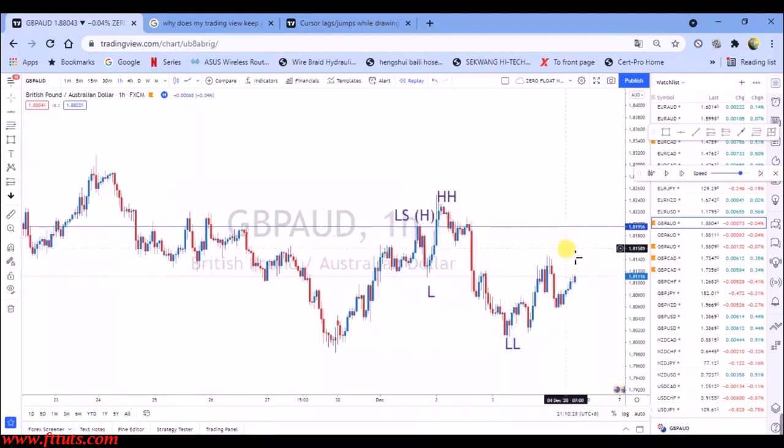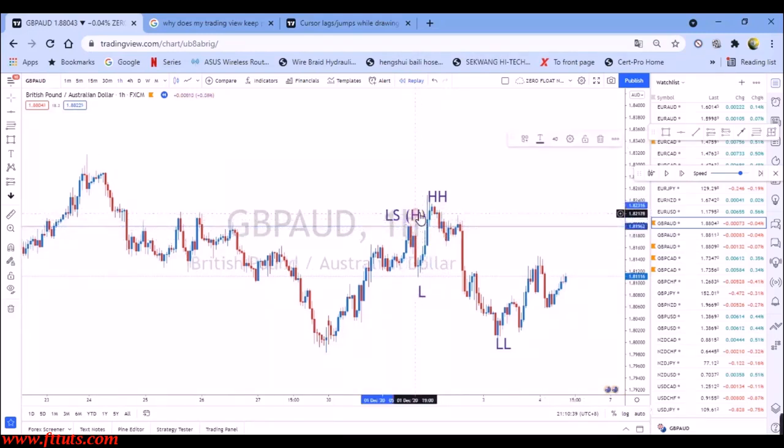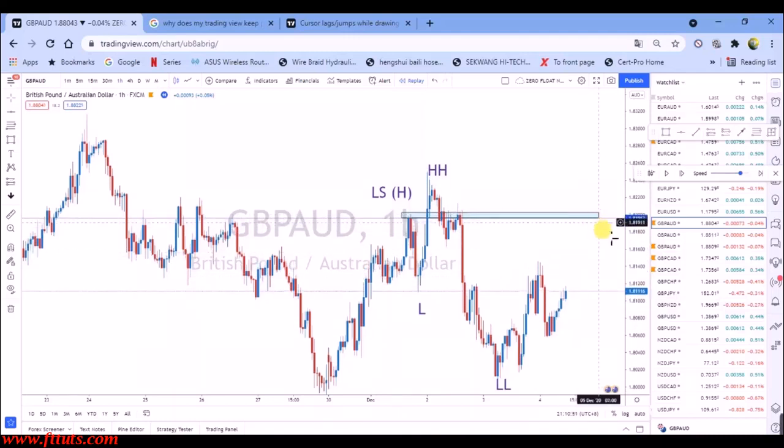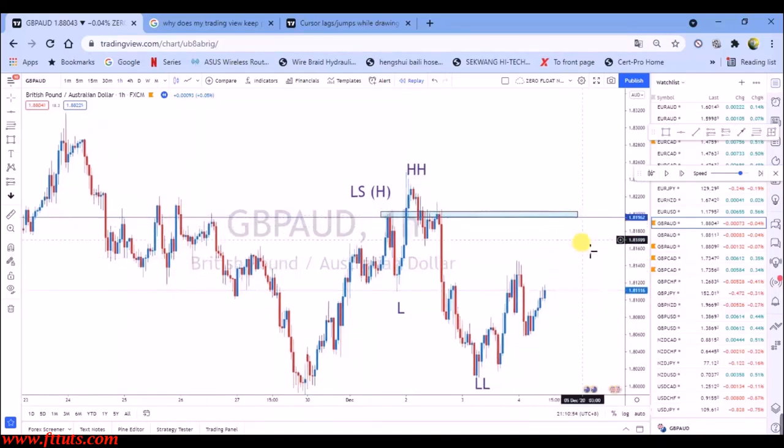What we would want to do now is, like I said, mark the horizontal line. So first we mark the horizontal line at the entry point, which is the left shoulder or the high. Next, we mark the zone. So we draw a square box from here up to the shadow of the left shoulder, so that it's easy for us to monitor when price comes back into this area, and we're able to see it clearly.